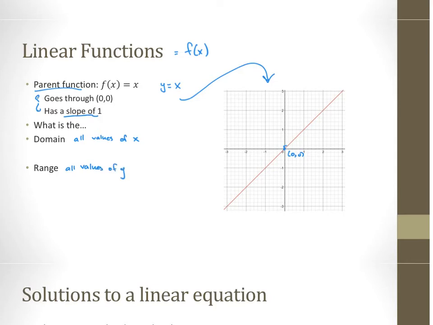Domain and range is easy to find. You look at the graph, and for domain, you're going to look at the x-axis, in which case you notice that any x that you have, you can go down and there's the graph. Or you can pick another x and go up and there's the graph. So for the parent function of a linear function, the domain is all real numbers.